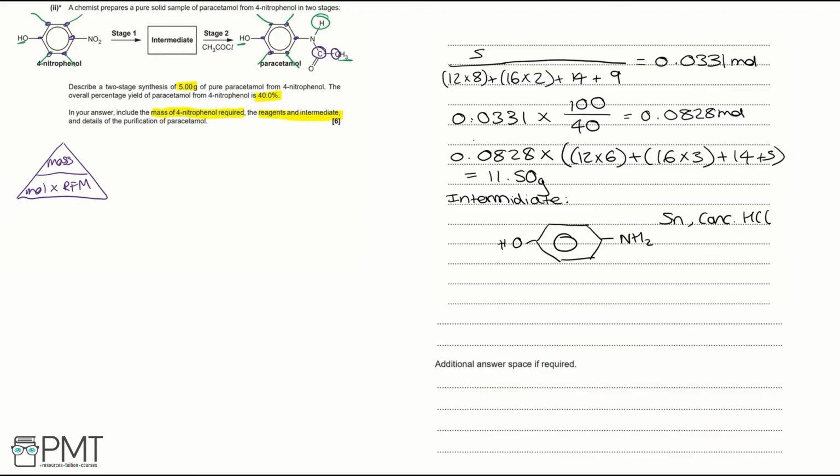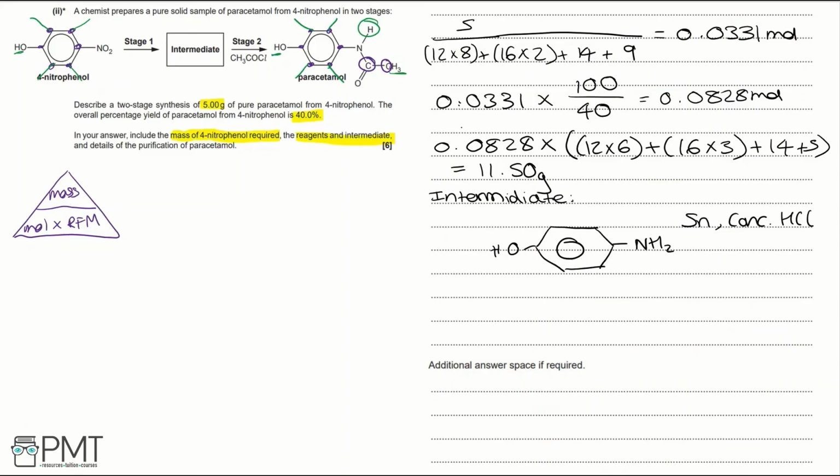And then you form an amide bond, which is our NH with a C doubly bonded to an O. And that's what we formed in paracetamol. So that's why the intermediate is what it is. Now we're going to talk about the details of the purification of paracetamol.